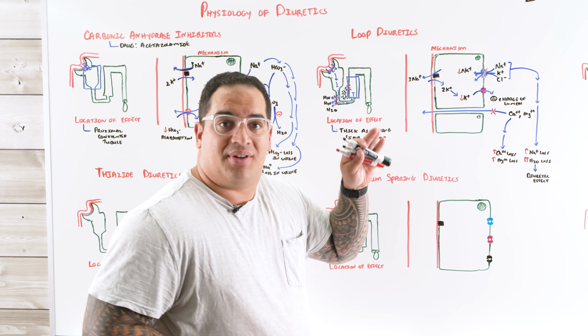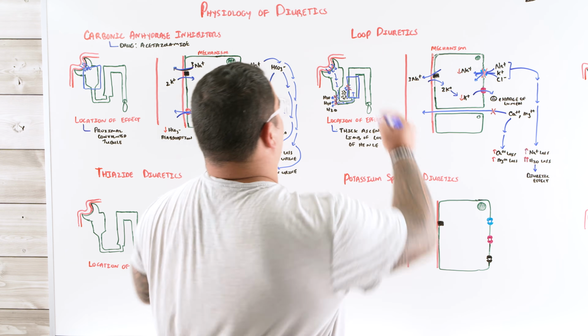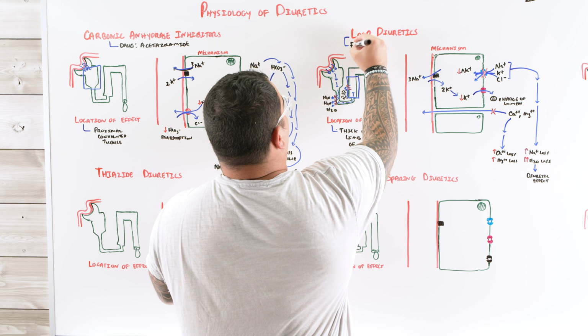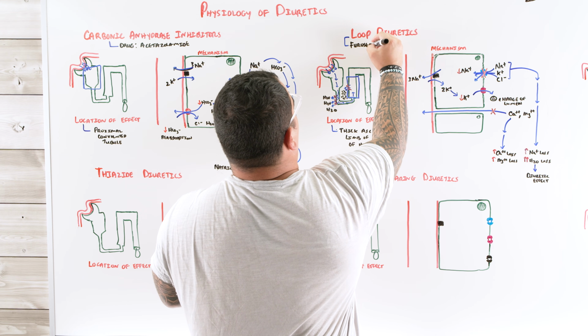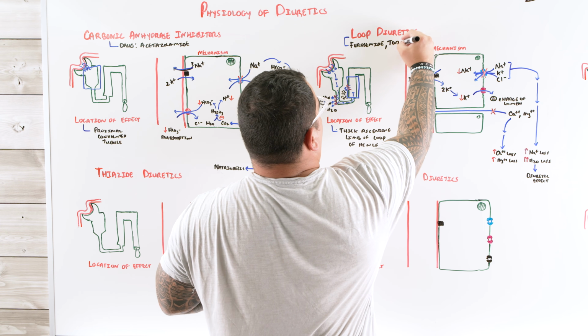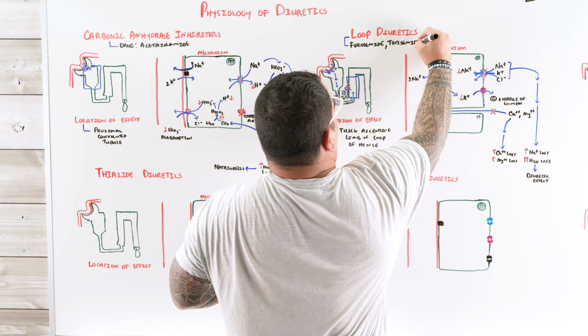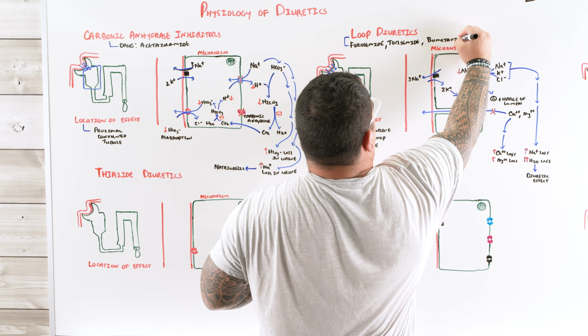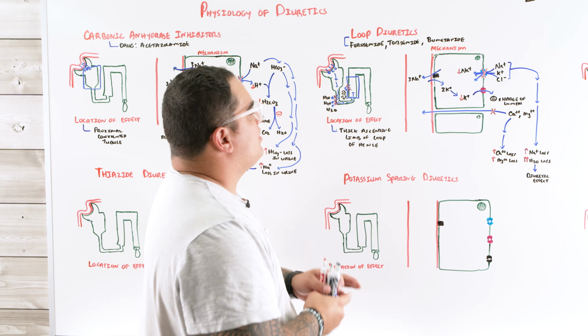Carbonic anhydrase inhibitors are acetazolamide. Loop diuretics, what are some of these? This would be things like furosemide. This is going to be, I'd say, by far the most commonly utilized one. There's also going to be torsemide. And then the last one is going to be bumetanide. And these are going to be the most common loop diuretics.